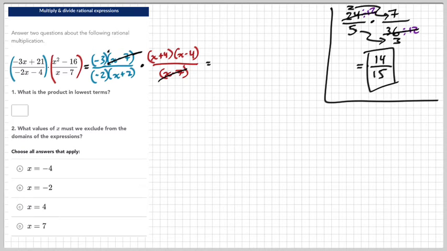All right, so I'm going to go negative 3 times this. So it's going to be negative 3, and then times x plus 4 and x minus 4. And then I get negative 2 times x plus 2. Man, is there anything else I can simplify? It feels like I should be able to simplify something.